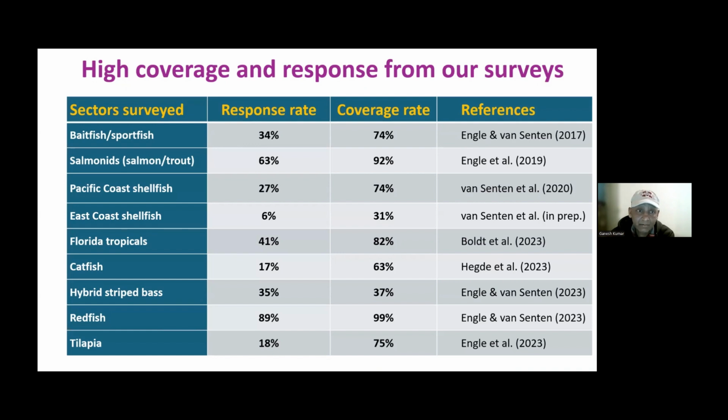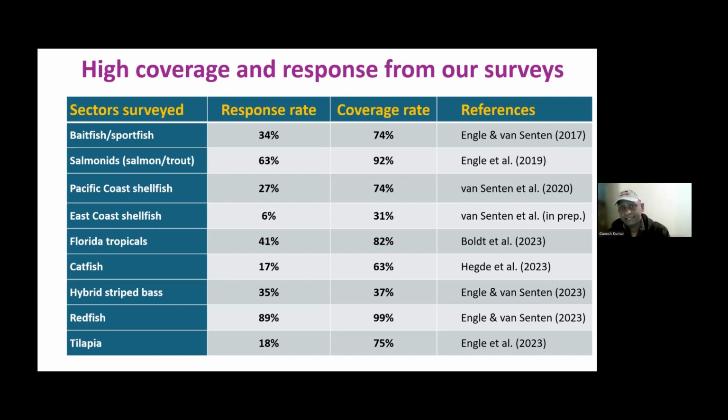It really started way back in 2012 with Jonathan Van Santen doing baitfish and sportfish surveys all across the country. The response rate was 34%, and the national coverage is about 74. That means we were able to account for about 75% of the baitfish and sportfish industry sales across the United States. Similarly, we do have expenditure level data from the salmonid sector, the entire shellfish sector, tropical ornamental fish, catfish, hybrid striped bass, tilapia, redfish, and a few other species that are very, very specific in nature.